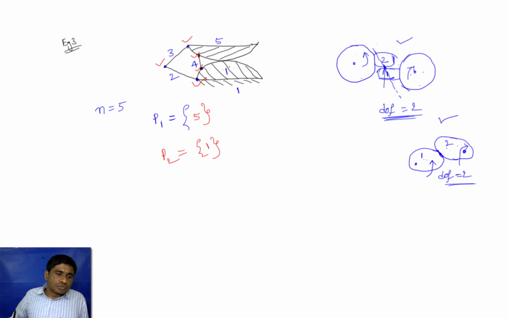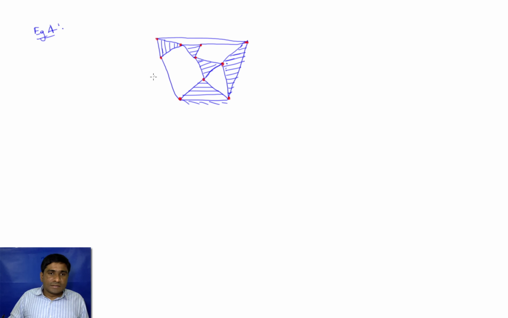So let's substitute in the formula. What is the degree of freedom? That equal to 3 into n minus 1, that is 3 into 4, 12, minus 2 into 5, that is 10, minus 1 into P2, that is 1. So degree of freedom equal to 1 for this particular example. This is the next example.